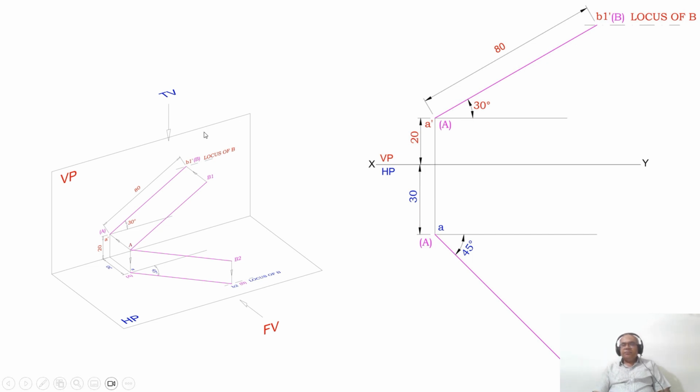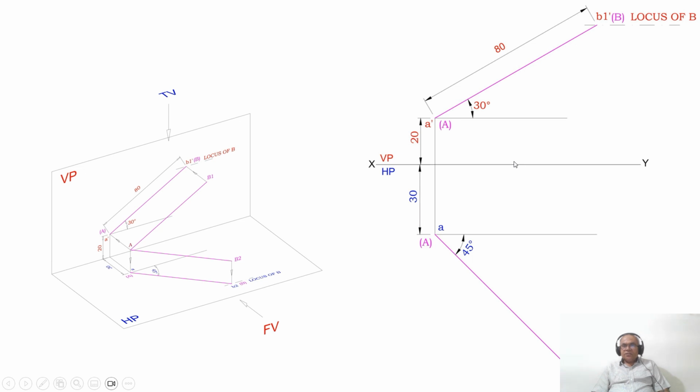Since the true length is the same in both the horizontal plane and the vertical plane, take the same length of 80 with A as center, and cut an arc on this 45 degree line. And you mark this point as B2. And you draw the locus. And you mark this as capital A and capital B. Okay, so this is how you will be able to write it manually.